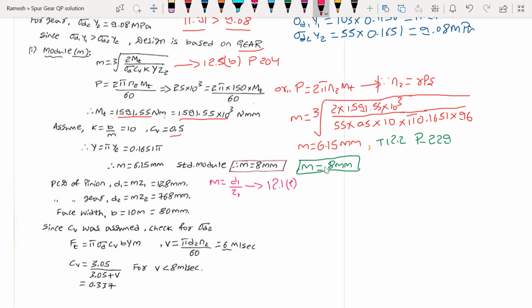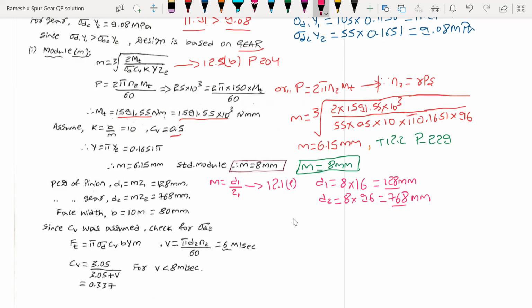In this case I need to find out the pitch circle diameter of the pinion. Substitute the module, calculated as 8, and Z1 is given, it is 60. Therefore, D1 is equal to 8 into 60. From this, the value will be 480 mm. Similarly, use the equation 12.1 E. From this, D2 will be m into Z2. M is 8 into Z2. Z2 we have calculated as 96. After multiplying this, it is 768 mm.